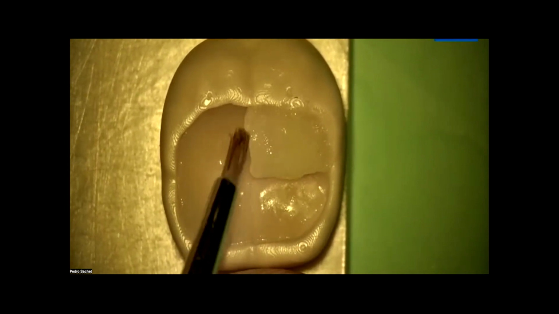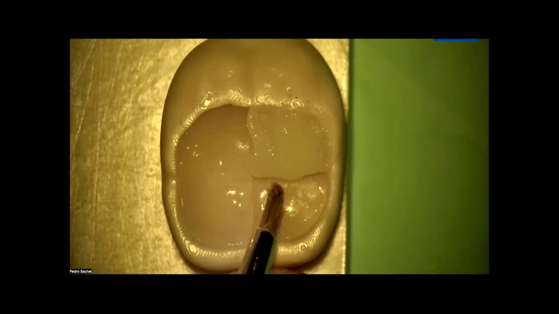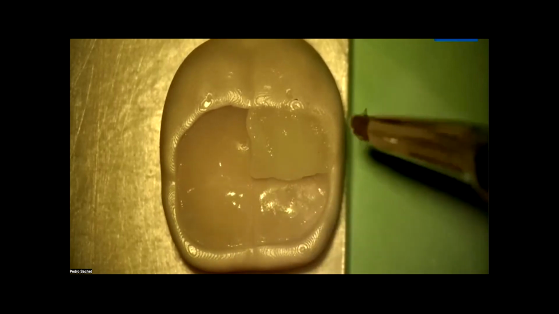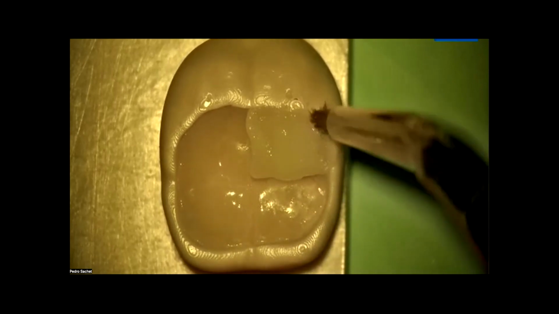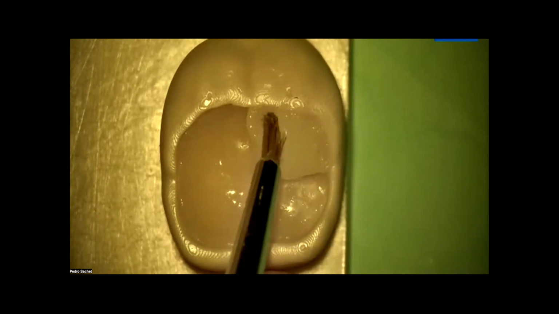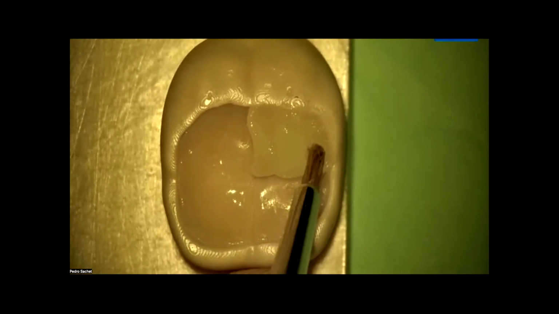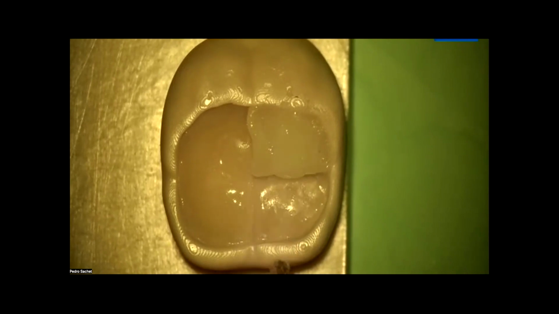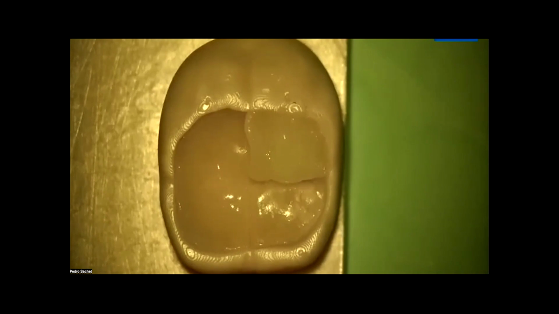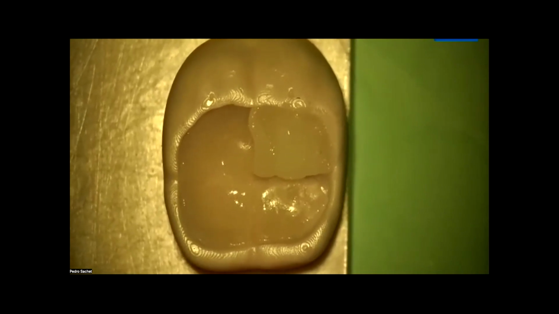You have to agree with me that the hand skills are not the most important here because the movements are so basic. But we have to have in mind the final shape of this restoration. So I think it's okay. I'm going to activate.